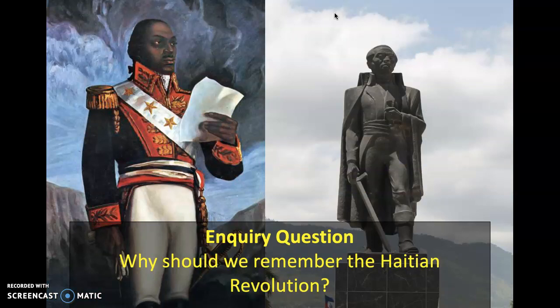And finally, write down the key question for the next 9 lessons, and that is, why should we remember the Haitian Revolution? At the time, it was seen as one of the most significant events in world history, but sadly, it hasn't been given the same consideration as, for instance, the French Revolution, which many people know about. We want to find out why that is, and exactly how much credit we should give to the leaders of the Haitian Revolution for carrying off the only successful slave rebellion in history.